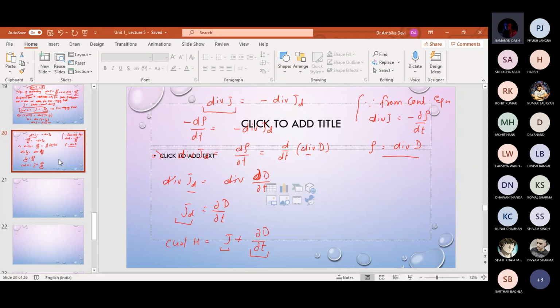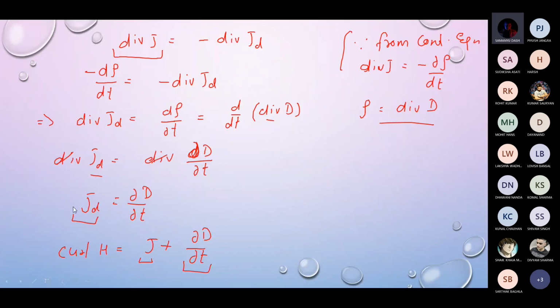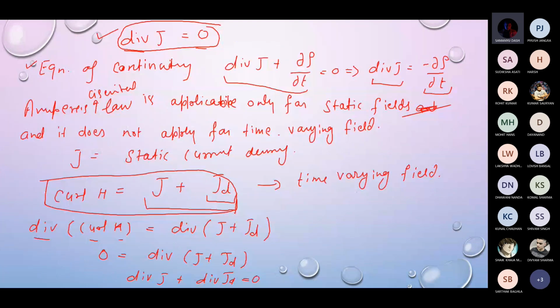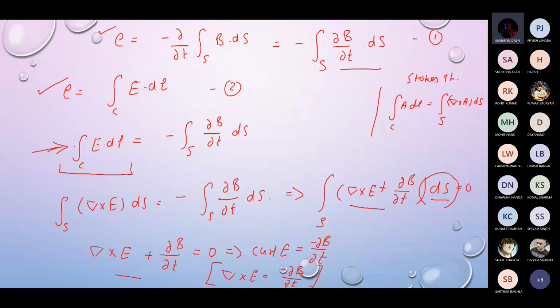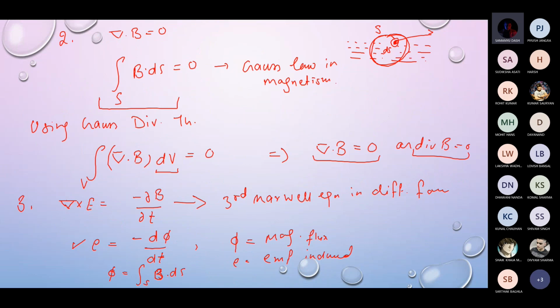So let us continue with the Maxwell equations. In the last lecture, we were talking about the Maxwell equations and their differential forms, their derivation in the differential forms.